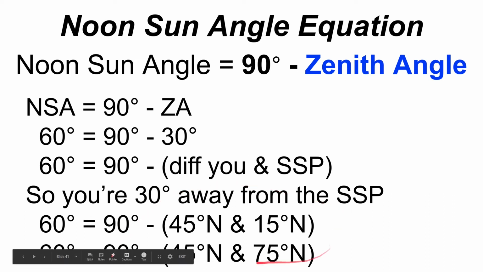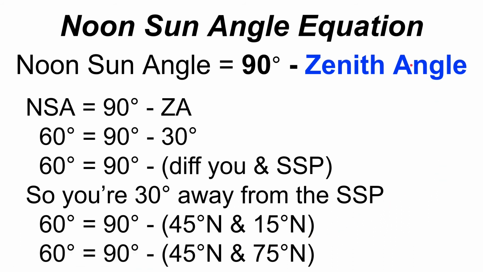Give me my pointer back. So the difference between 45 north and 75 north is 30 degrees. So that's another solution, except that the subsolar point is never farther north than 23.5 degrees. So the only solution for this problem would be the subsolar point has to be at 15 degrees north.